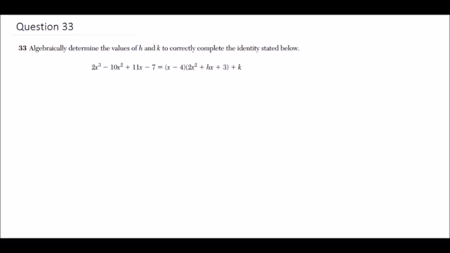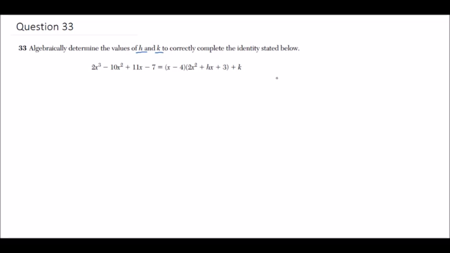This is question number 33 on the January 2017 Algebra 2 Common Core exam, the Regents. And what we have here is an interesting concept, and I'm going to go a little bit into a concept here before I do the solution. It says algebraically determine the values of h and k, which are typically constants, to correctly complete the identity stated below.